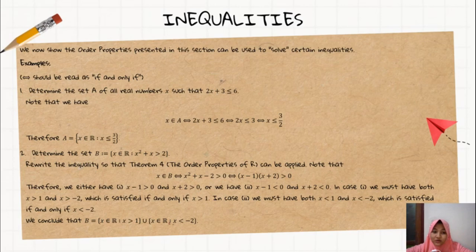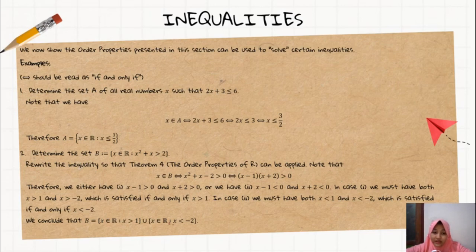Therefore, A is equal to {x ∈ ℝ : x ≤ 3/2}. Number 2, determine the set P, the set of x element of real numbers where x squared plus x is greater than 2. Rewrite the inequality so that Theorem 4 of the order properties of R can be applied. Note that x is an element of P if and only if x squared plus x minus 2 is greater than 0, if and only if (x minus 1) times (x plus 2) is greater than 0.